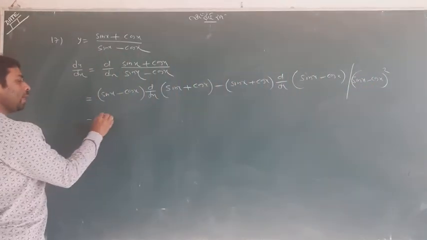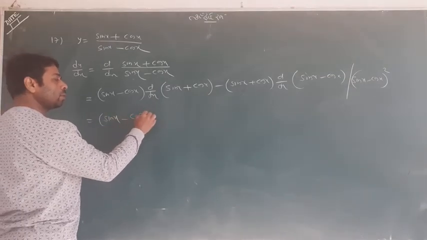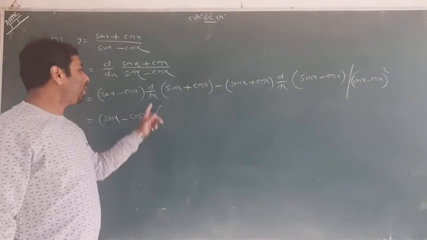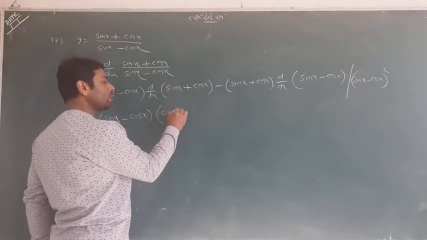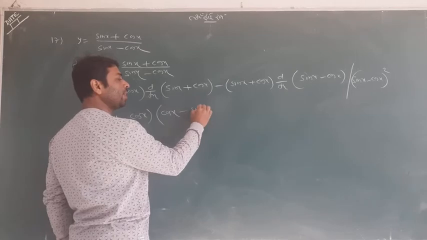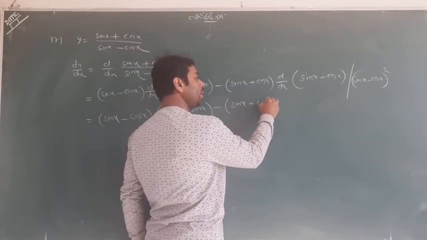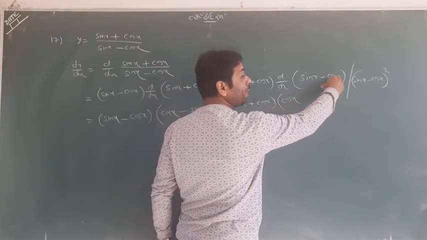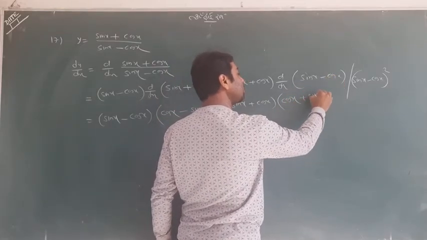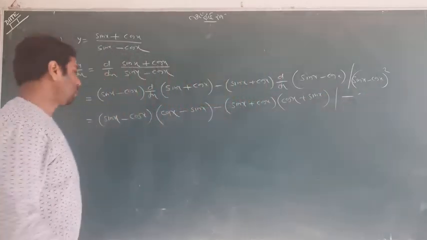So afterward what will happen? (sin x minus cos x), d by dx of both terms will happen, d by dx of sin is cos x, d by dx of cos is minus sin x. Use a bracket also. It is same: d by dx of sin is cos x and d by dx of cos is minus sin, so minus and minus plus. In denominator same you can write.